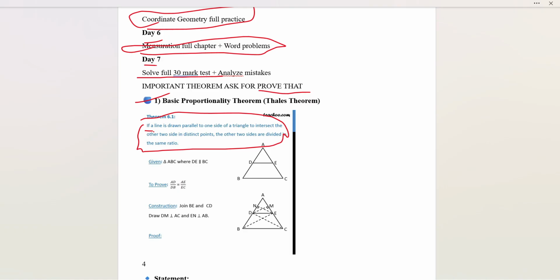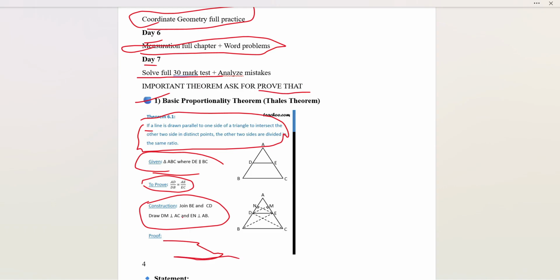Here you can note down the given. Next is to prove, then construction, and after that the proof. Remember to write down those 3 steps: given, to prove and construction. You can draw a rough diagram, or directly draw your diagram for solving the theorem. Okay, so move to the next.